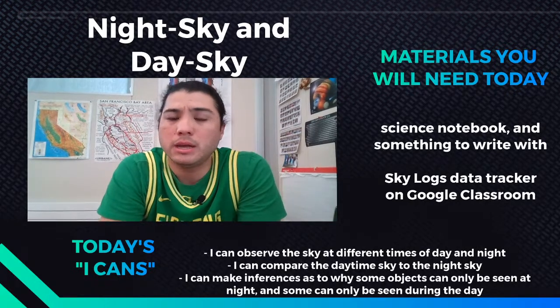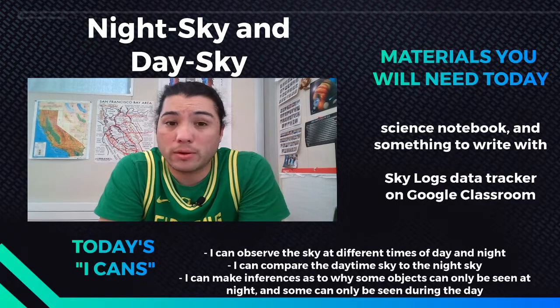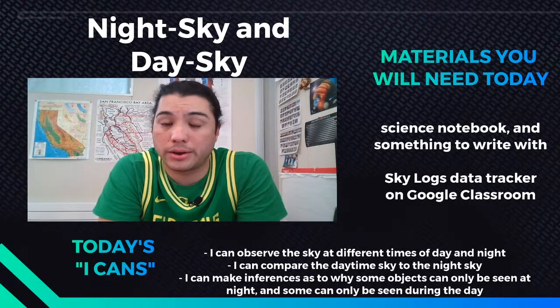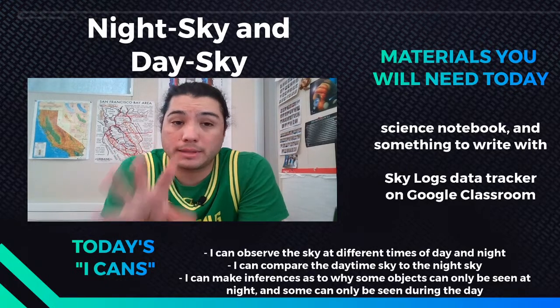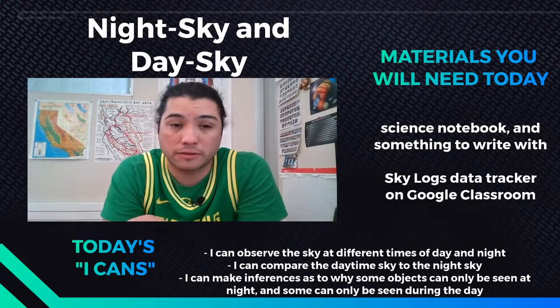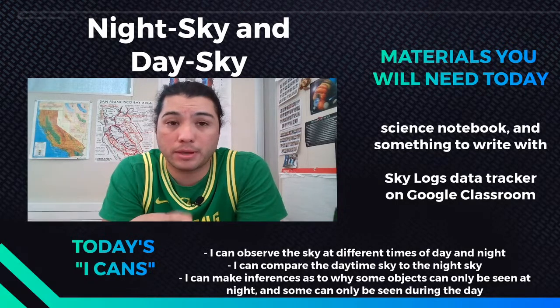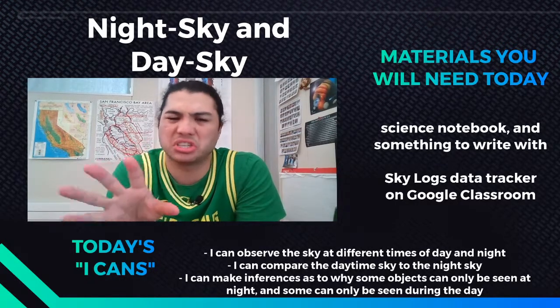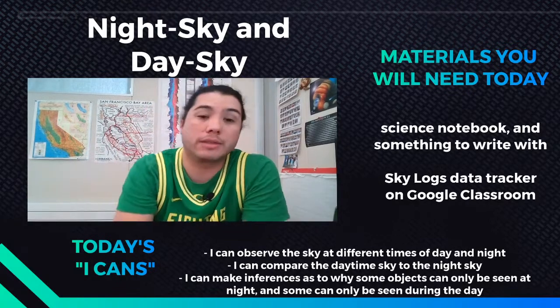Here's what you're going to need: your science notebook and something to write with. You're also going to need the Skylogs data tracker on Google Classroom, but not yet. Don't worry about it. Watch this video for now. I'm going to show my own copy of the Skylog, and you'll know what to do. Okay. And then down here are the icons.